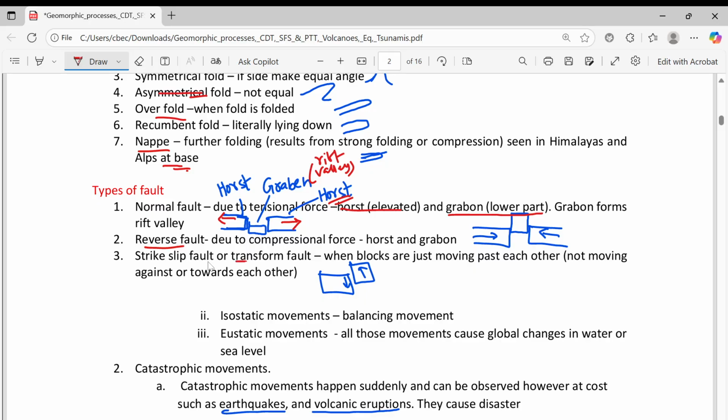Then transform fault is there. Transform fault or strike slip fault. For example, this plate is there. So some part moving like this, some part moving like this. Here some crack will happen. That is transform fault.